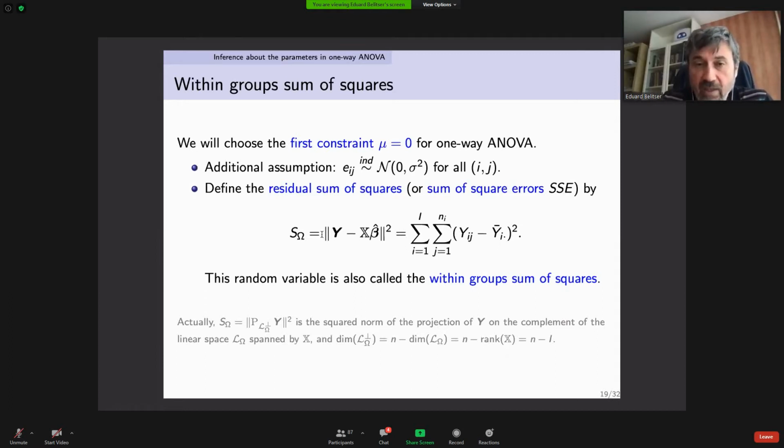Now, since mu is equal to 0, we know that there exists a solution of this vector beta, which consists of mu equal to 0 and the alpha hats, which we found. And then we just substitute this solution here. We found this as a function of data. So now we get something which can be computed only based on data, and it's called the residual sum of squares. It also has a name, within group sum of squares.